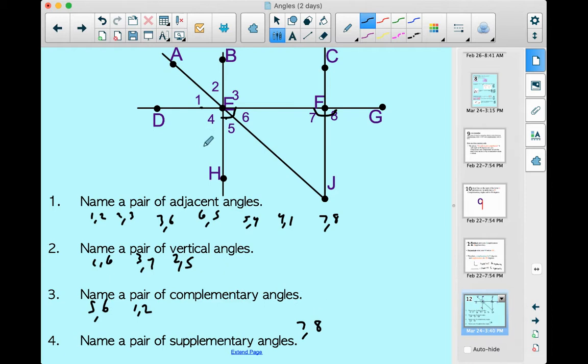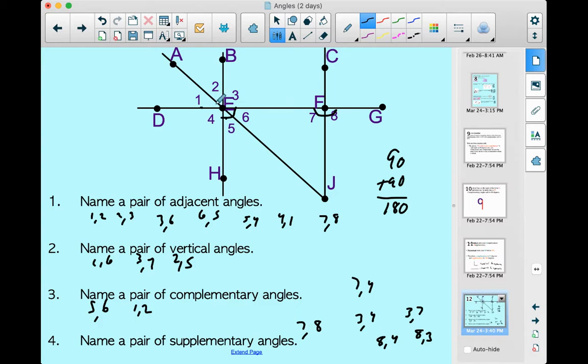Another thing you might notice, 3 and 4 are not right next to each other, but it looks like this is 90 degrees and this is 90 degrees. So 90 plus 90 is 180. So any 2 right angles will be supplementary. So 3 and 4 is another possibility. Which means like 7 and 3, those are also both right angles. 8 and 4, those are right angles. 8 and 3, 7 and 4, lots of possibilities.